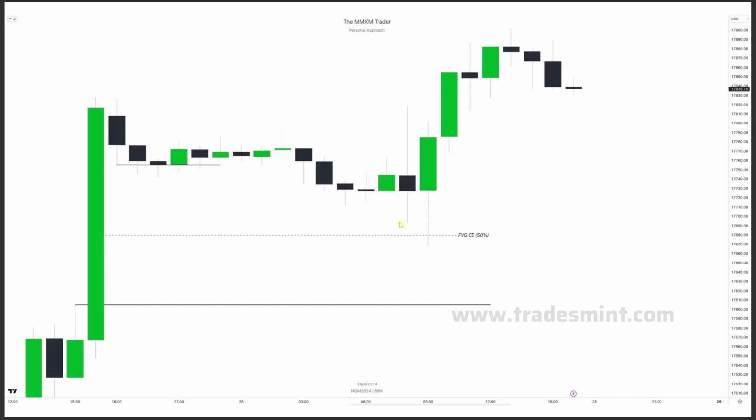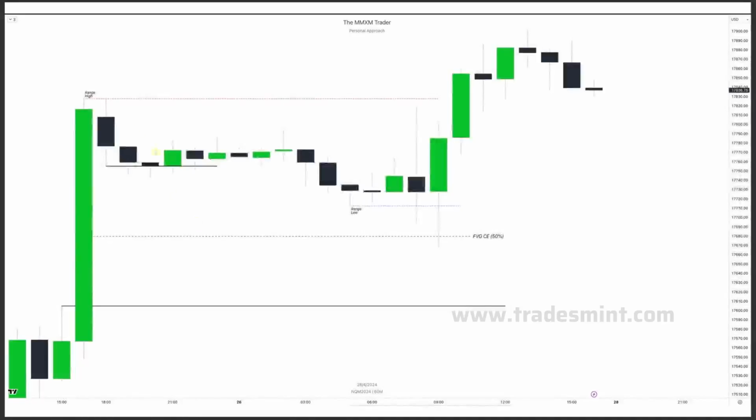So if you zoom in a little bit more, right, we've got this 60-minute chart, the 1-hour chart of Nasdaq. We can see price action over here dipping in the fair value gap CE, which is the 50% level of that fair value gap. So let's outline the range we're trading with, right? We've got the range high up here, and then this range low gets purged, right?